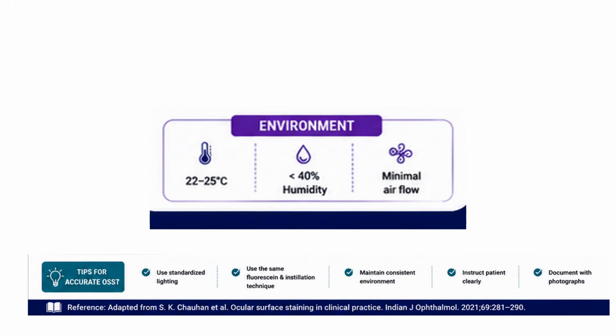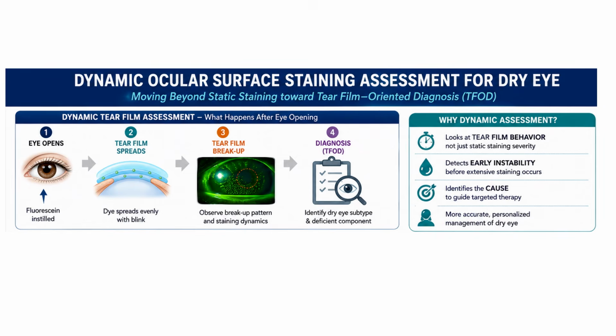For getting an accurate ocular surface test, it is very important to standardize the lighting, use the same fluorescein and instillation technique, maintain a consistent environment, instruct the patient clearly, and document clearly with photographs.